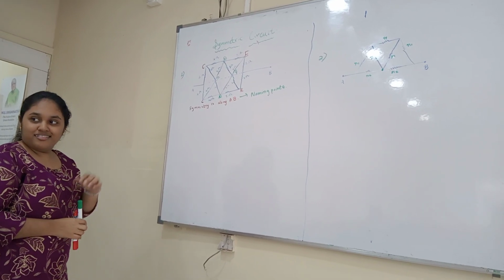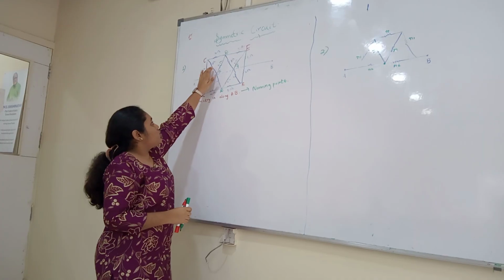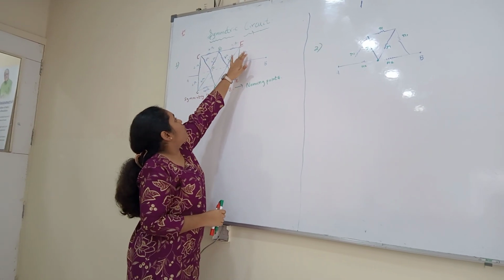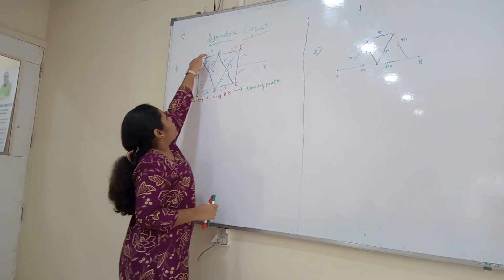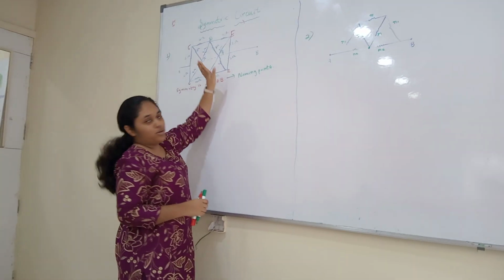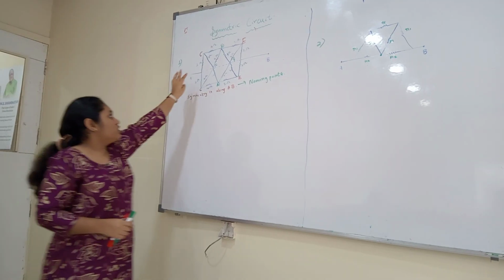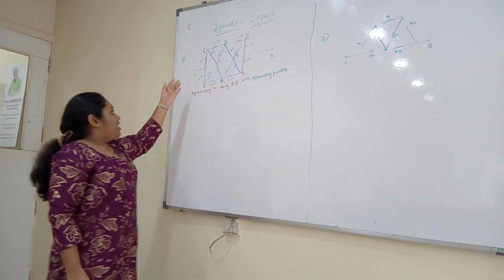It's correct, no? From here 2 resistors are there. From B 1, 2, 3. Here from A 1, 2, 3. From B 1, 2. So these are other points.